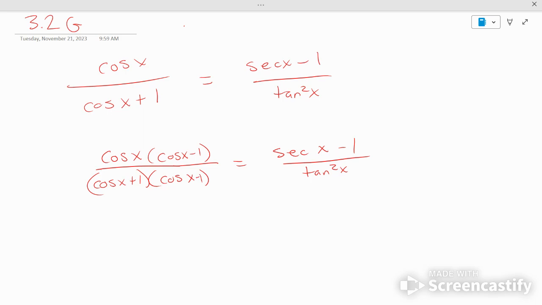I'm not going to distribute in the numerator, I'm going to leave it separated for right now. Cosine of x times cosine of x minus 1. In my denominator, I'm going to FOIL that. What's cosine times cosine? Cosine squared of x. When I multiply by conjugates, I get rid of the middle terms because cosine of x plus negative cosine of x cancels. So I get cosine squared of x minus 1.